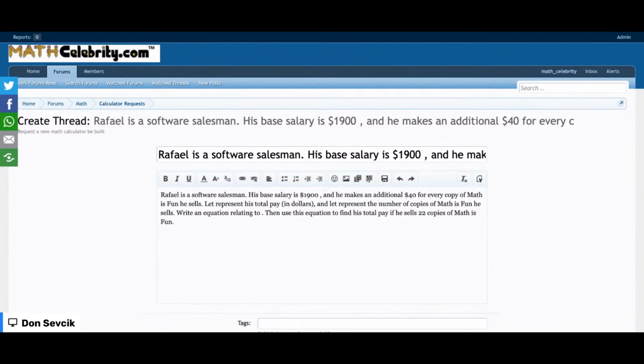So Raphael's a software salesman. His base salary is $1,900, and he makes an additional $40 for every copy of Math is Fun he sells.